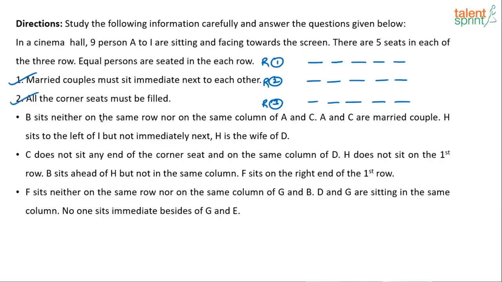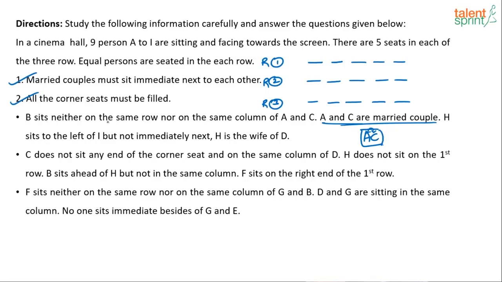B sits neither on the same row nor in the same column of A and C. A and C are a married couple. Now A and C being a married couple means what? A and C have to come together. Now they can swap their positions. Remember, it can be AC or CA, but they have to be seated together.